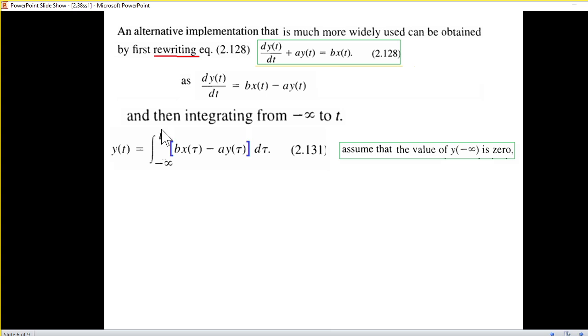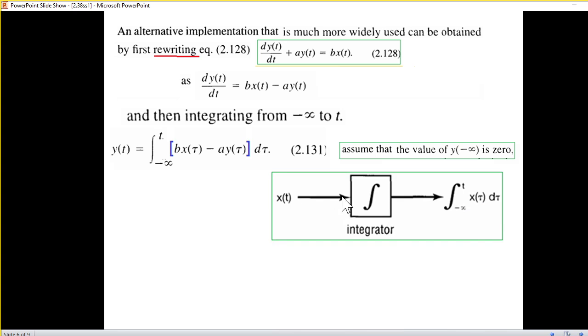And from here, integrating both sides. So if we integrate, we get y(t), and we integrate the right hand side. The limit is from minus infinity to t. And I hope you remember that for integration, because we are integrating up to a variable t, this variable t will have to be changed to tau. We change this variable to tau, d tau. Also, we are assuming that the value at y(minus infinity) is 0. That is, there is nothing stored previously than infinity.